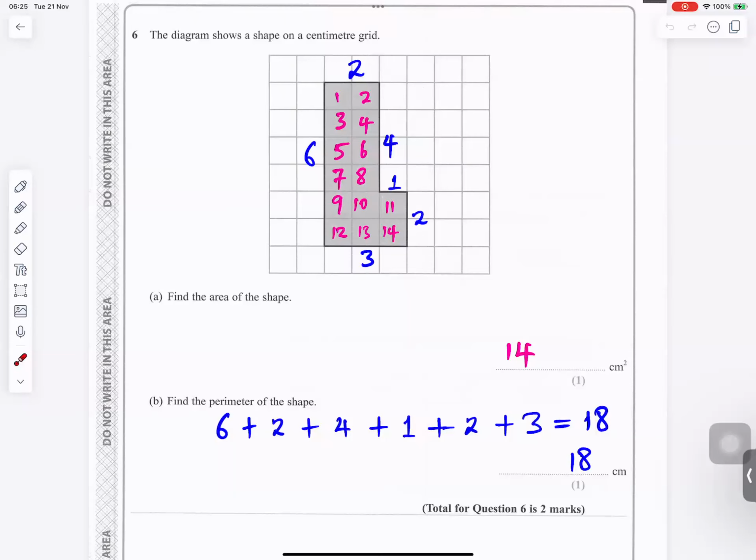Find the perimeter of the shape. Perimeter is the distance around the shape. So you count 1 plus 2 plus 3 plus 6 plus 2 plus 4. Because 6 plus 2 is 8, plus 4 is 12, plus 1, 13, plus 2, 15, plus 3, 18.